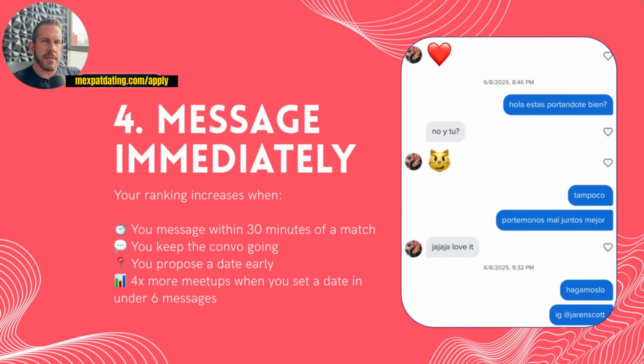Number 4, and I see guys mess this one up time and time again, is to message immediately. In fact, from an algorithmic view, your ranking actually increases when you message within 30 minutes of a match, you keep the conversation going, you propose a date early, and in fact, data is showing recently 4 times more meetups when you set a date in under 6 messages. And here's an example here on the screen.